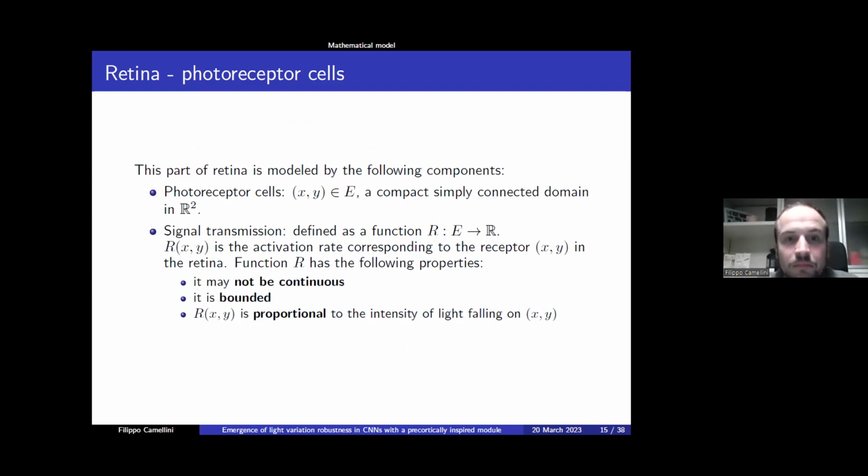And then the function that transmits the light hitting the photoreceptor can be thought of as a function that may not be continuous, because if we think of an image, we don't have, for example, a continuous view of pixels, especially near the borders. But this function has to be bounded and proportional to the intensity of light. We will not give a closed form of this function, but we have these three properties.